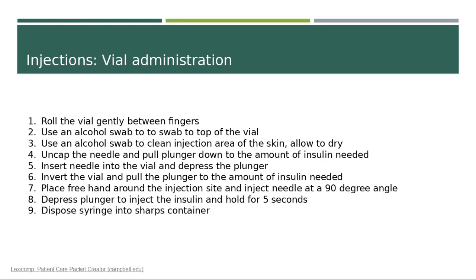You uncap the needle and pull the plunger down to the amount of insulin you need. Then you'll insert the needle into the vial and depress the plunger, adding that air into the vial. Next, you'll invert the vial with the needle still in and pull the plunger back to the amount of insulin that you need. Then you'll place your free hand around the injection site on the patient and inject the needle at a 90-degree angle, and hold for 5 seconds. After you remove the needle, place a cotton swab on the injection site for 5 seconds. It's important to dispose of the syringe into a sharps container and wash your hands.